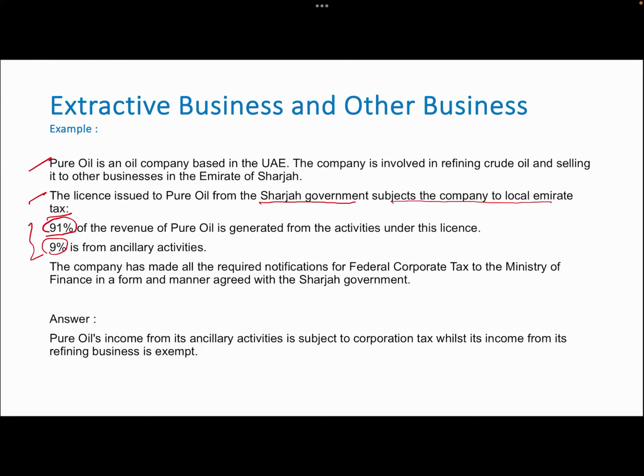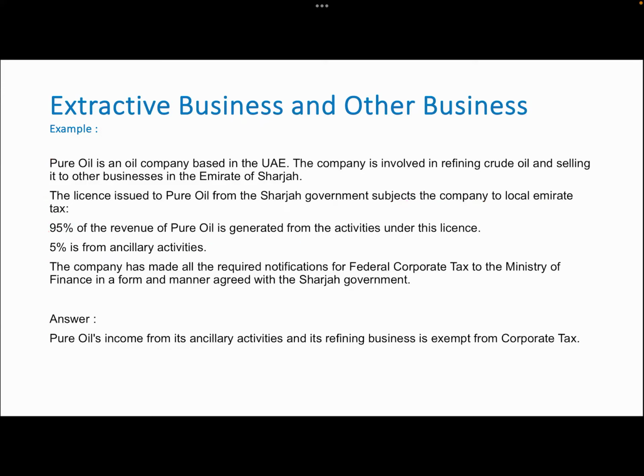Now, what does the rule say? If the other business exceeds 5% of the total revenue, then this business will be subject to corporate tax. Answer: Pure Oil's income from the ancillary activity is subject to corporate tax, while its income from its refining business is exempt.